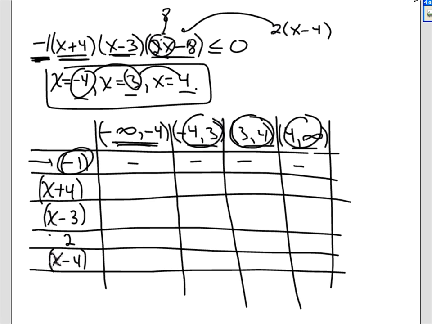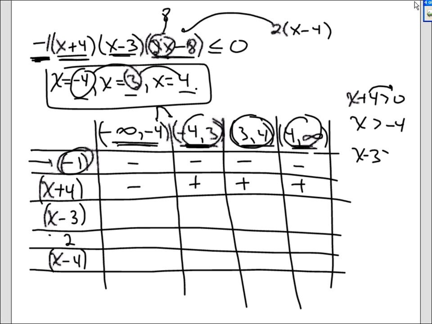Okay, what about x plus 4? Well, when is x plus 4 positive? Just bring the 4 over as -4: when x is bigger than -4. Now, -4 is going to be one of these cutoff numbers. -4 is here and here. On this interval, those x values are more than -4. That's why it's positive and this one's negative.